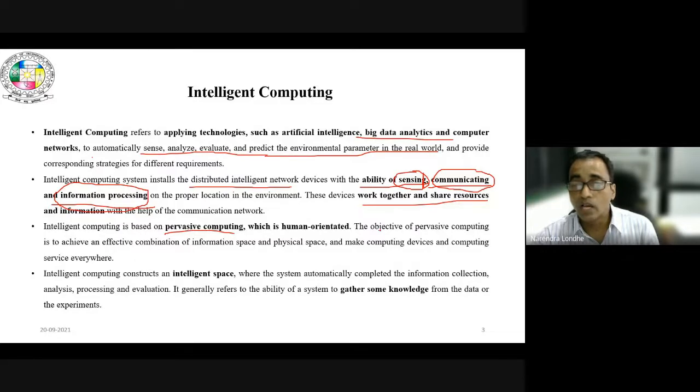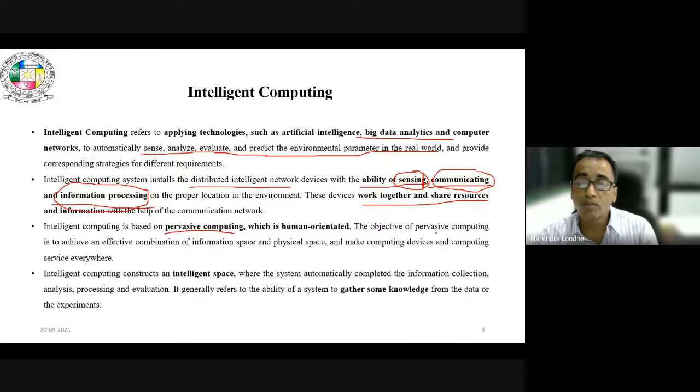Now as I told you earlier also, when I say artificial intelligence, it is nothing but mimicking human intelligence, right? That is what we consider: by using that artificial intelligence, whatever computing we are performing, it is the way the human brain computes, okay, that is the main motive. That is the basis of intelligent computing.